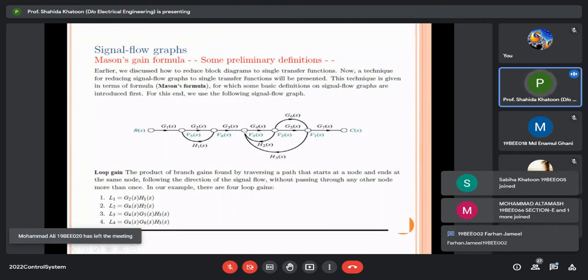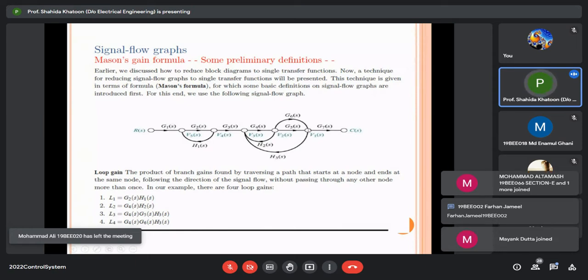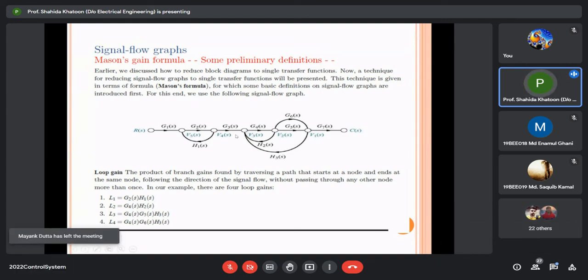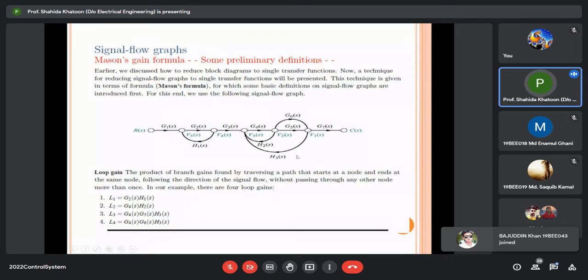Another loop is you start from this point, go to this point, take this path, come to this node and come back to this node, right? This is another loop. Starting from this node, going to this node, then taking this G6 path, coming to this node and then coming back to the original node. So L4 is G4, G6, H3, right? Are you getting my point? You can note down this in your notebook.